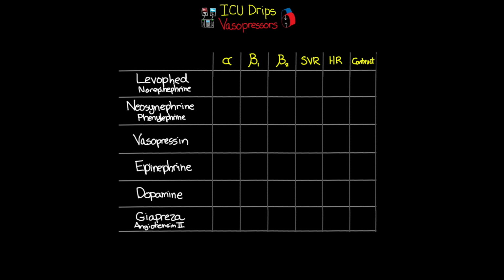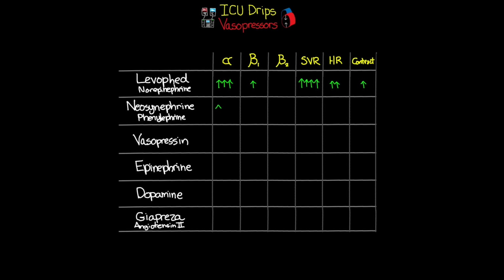So I just want to do a quick review with a chart here that looks at some of these differences all in one place so you can compare them side by side. So first we'll talk about Levophed or norepinephrine, and we know that this one is a strong alpha agonist, but it does also have some beta-1 agonizing effects. It's going to be very strong when it comes to increasing our patient's SVR, has a little bit of an effect on our heart rate and our contractility.